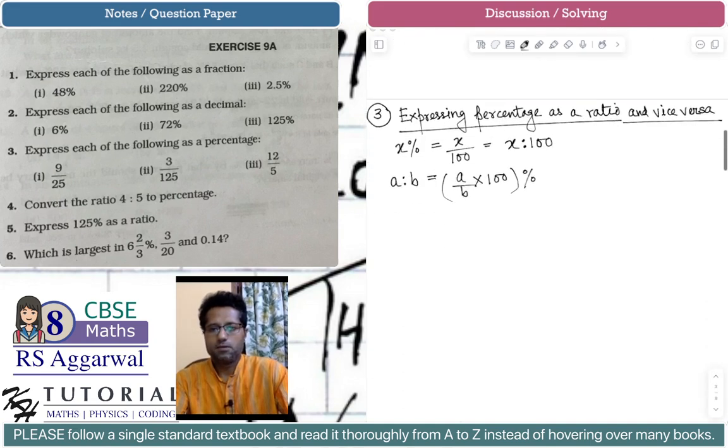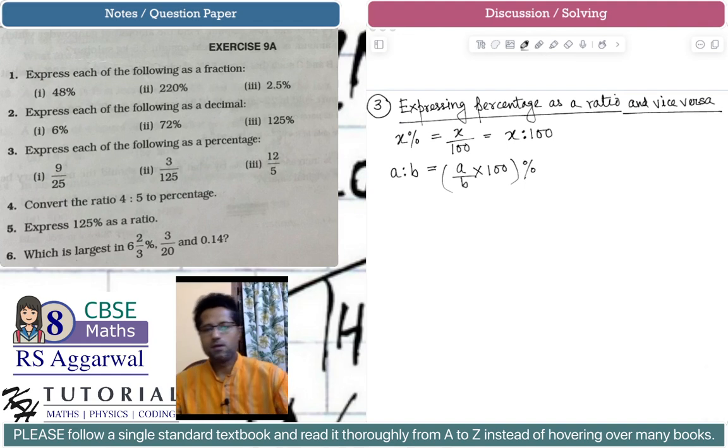Next topic is how do we express percentage as a ratio and vice versa. If you have a percentage x and want to express it as a ratio, you first convert it to a fraction. So x percentage will be x by 100 in fraction form. Then you simplify x by 100 to its simplest form, and if the simplest form is p by q, then the ratio will be p is to q.